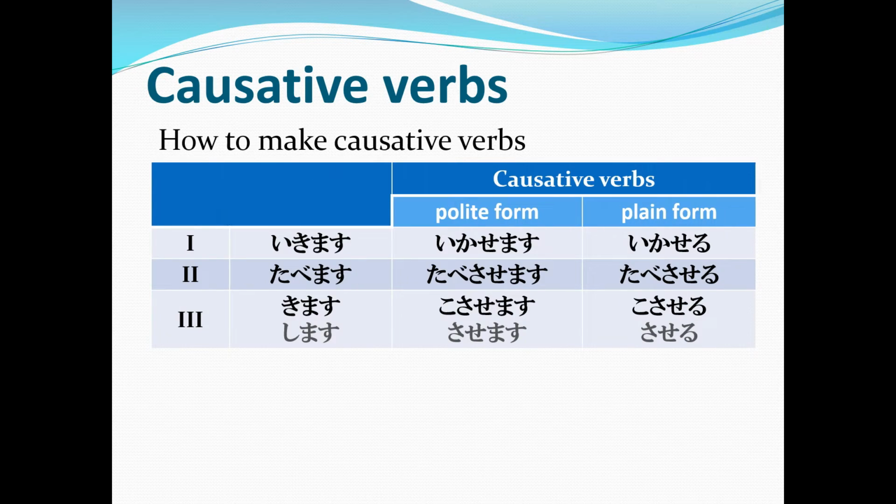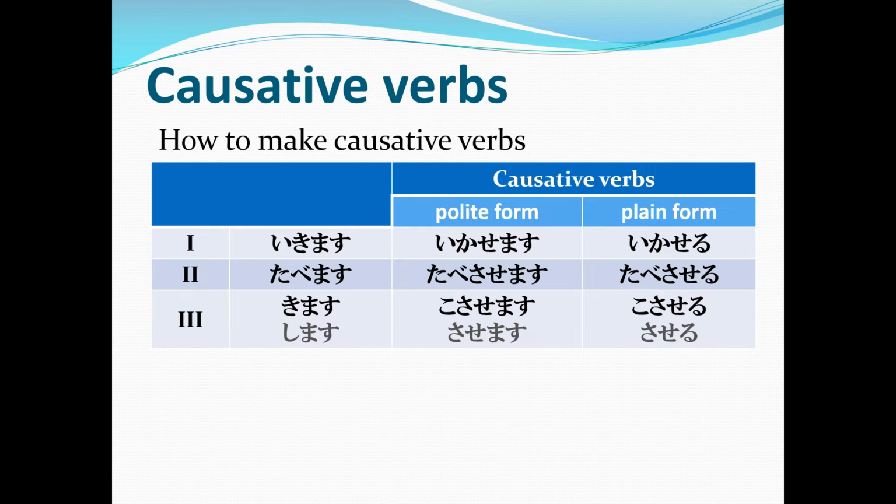So let's start off with group 1. For group 1, ikimasu, to go. The polite form in a causative verb is ikasemasu. And then of course the plain form is ikaseru. So this is how you change group 1 into causative verbs. Ikimasu becomes ikasemasu for polite form and ikaseru for plain form.